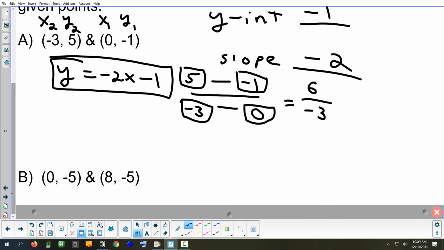Wait, how did you get the y-intercept? The y-intercept is always the number with 0. It's the number after a comma. Yep. So as long as you've got a 0 and a comma, the number right after it is your y-intercept.